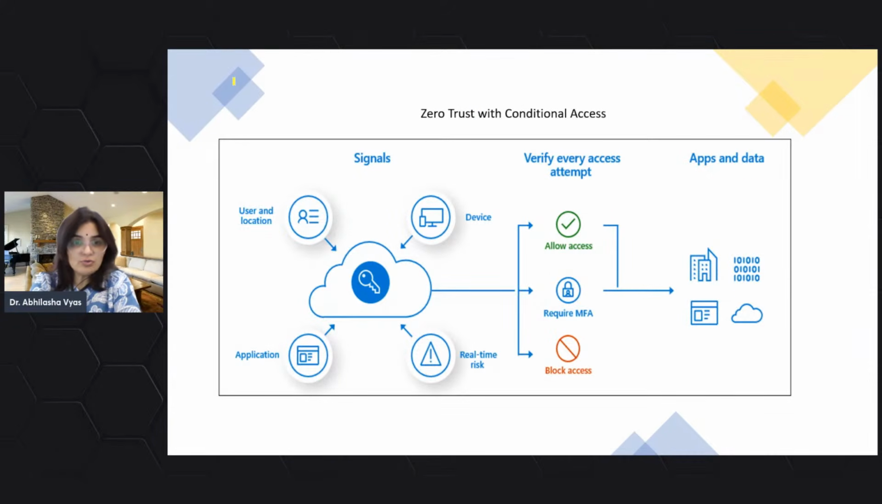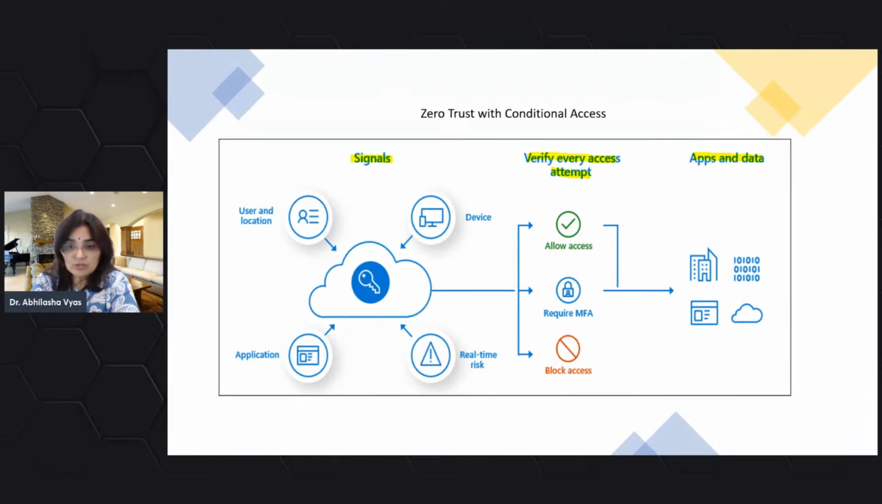This is zero trust with conditional access. This is a very beautiful diagram given by Microsoft, which summarizes how Microsoft Azure is leveraging adaptive access control through Microsoft Entra ID conditional access policies. If you see on the left-hand side, we have certain signals. In the middle, it mentions verify every access attempt. And then we have apps and data.